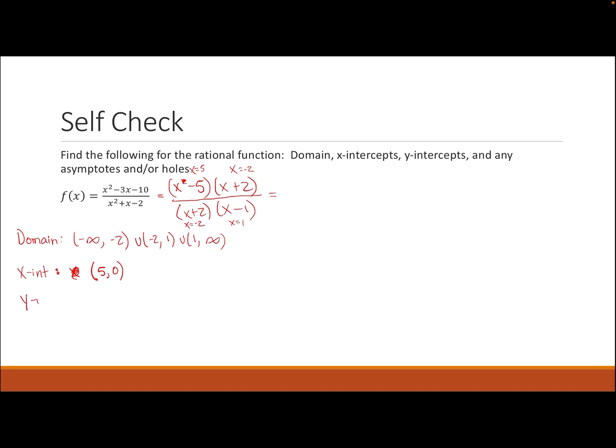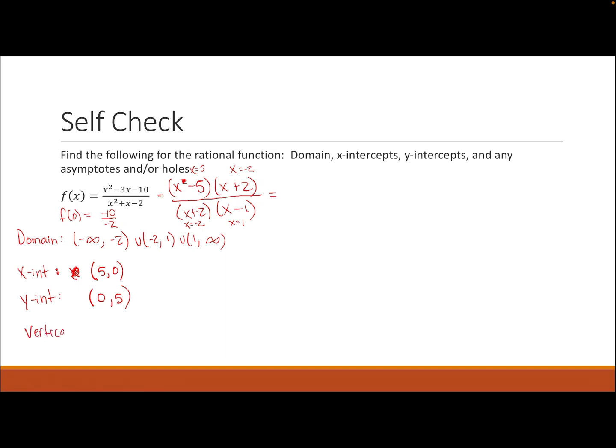And our y-intercept is going to be what we get when we substitute 0 in for x. And that's going to be easy to do here. F of 0 is going to equal -10 divided by -2. So we get 5 again. So with 5, 0 and 0, 5. And so we've got domain, x-intercepts, y-intercepts, and any asymptotes.